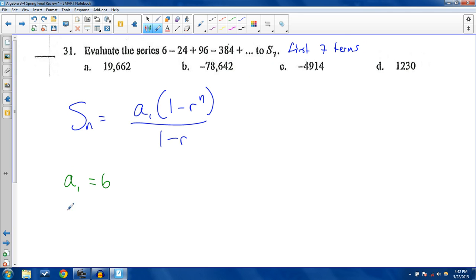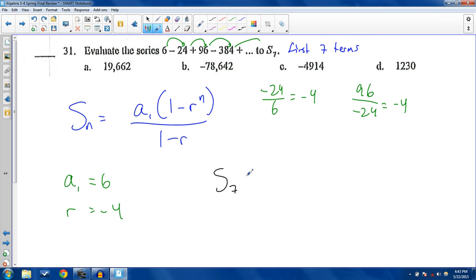We have to figure out what r is, our common ratio, what we're multiplying each time, and you can check that. I could do negative 24 divided by 6. That equals negative 4. That's the same as 96 divided by negative 24. That also equals negative 4. So you can see our common ratio here is negative 4, and n is 7, because they're asking for the first 7 terms. So let's go ahead and do that.